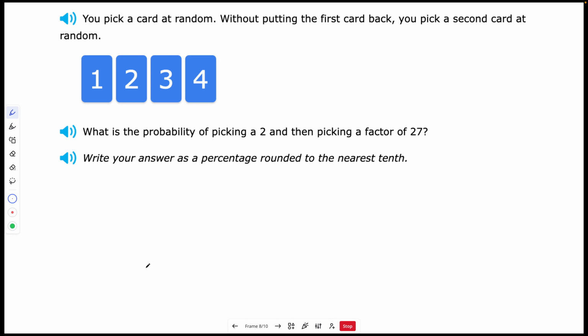Now let's look at a different type of problem. It says you pick a card at random without putting the first card back. That's important. You pick a second card at random. So these are called dependent events because when I pull the first card and I don't put it back, that means I've now changed the probability for the second card pull. So they depend on each other or they affect each other. That's what dependent events are.